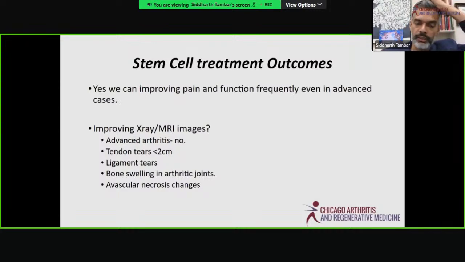If you have swelling in an arthritic joint, we can get that to resolve. If you've got damage in the bone, swelling in the bone called avascular necrosis or bone marrow edema, if it's at an early stage, we can still reverse that.